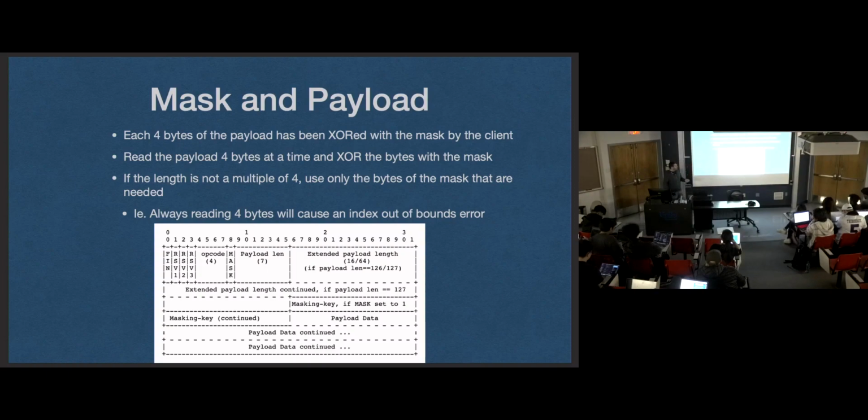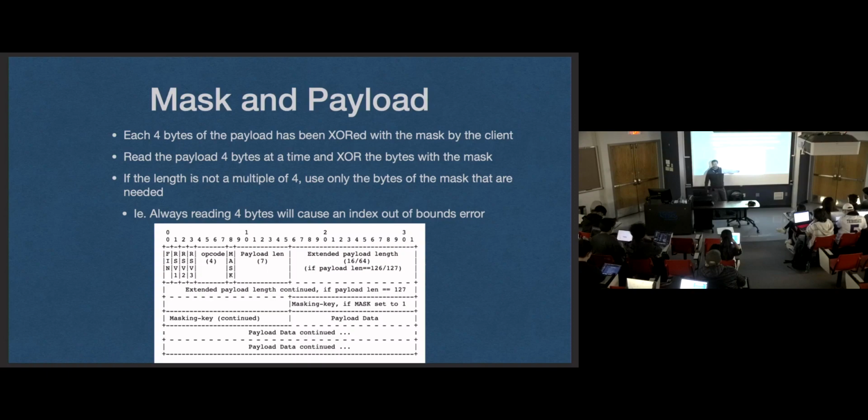What I recommend in your code is not doing that at all. Instead, once you have your payload extracted, go through your payload 1 byte at a time and XOR 1 single byte at a time. And for each byte of payload data, ask yourself, which byte of the masking key does this need to be XORed with? So I'm going to read this byte.